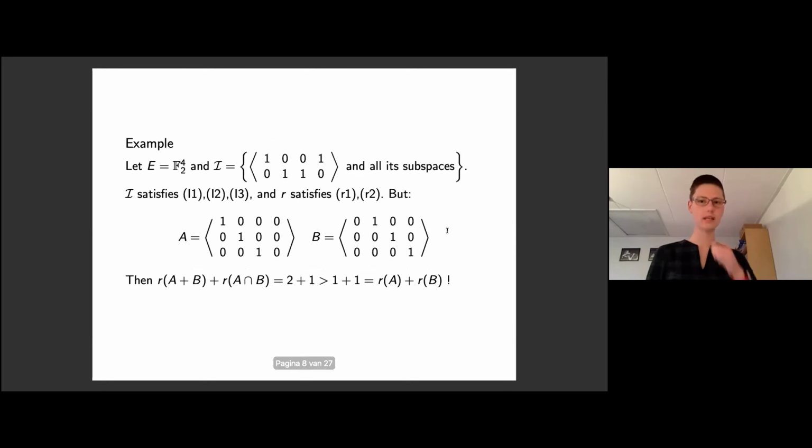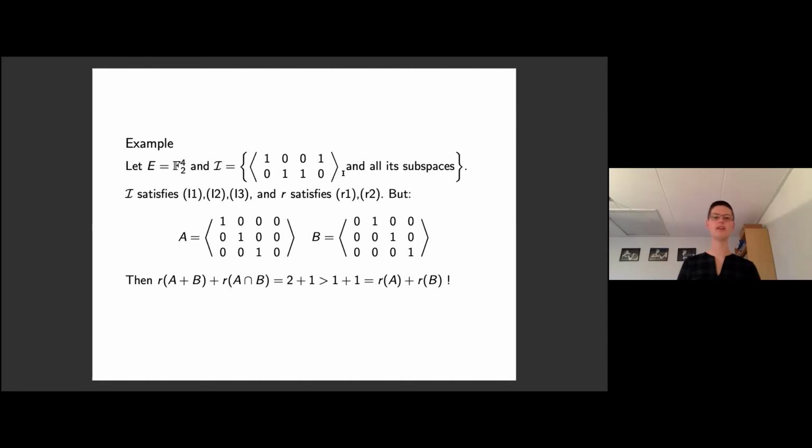I will go a bit into why not and how we can fix this. Let's start with a counterexample. Our ground space is F_2^4, so we are in a binary vector space of 4 dimensions. We take this 2-dimensional vector space here, spanned by these two rows, and I take all of its subspaces. It's not difficult to check that this satisfies the independence axioms from the previous slides, and also the first two rank axioms, but it fails semi-modularity.